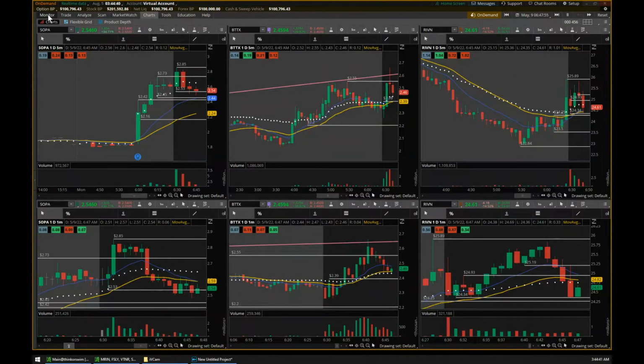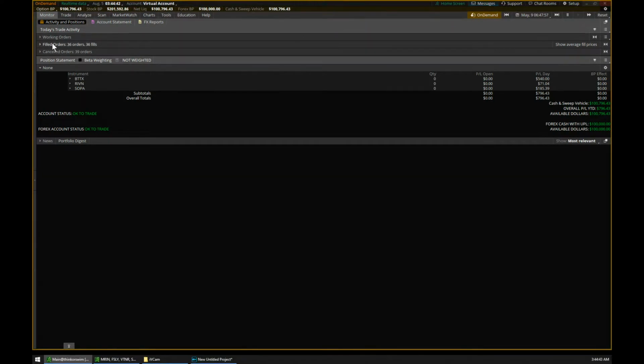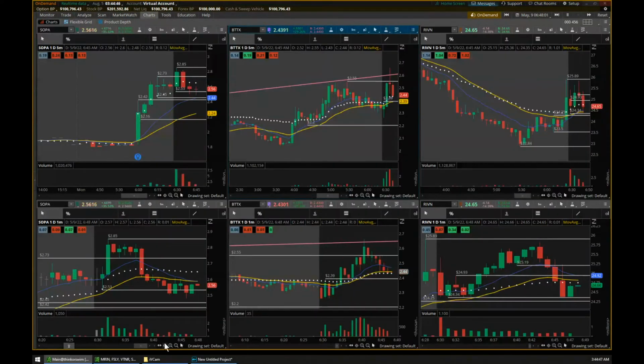Not bad. I'm still waiting for SOPA to finish consolidating. I bet we're going to get a nice move out of that one. But right now I'm up almost $800. What do you think? Should I take this trade here? I almost punched it.